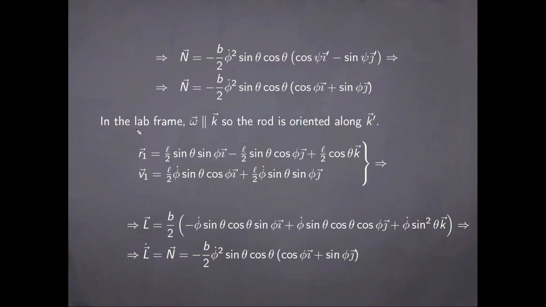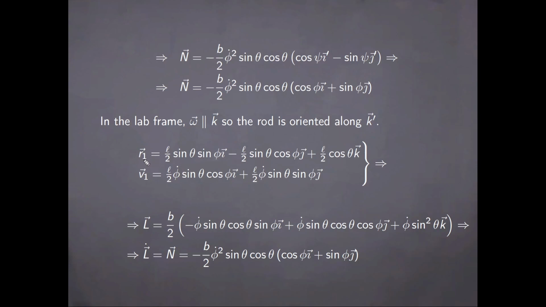So what happens in the lab frame is that we choose it in such a way that the angular velocity of the rod is parallel with the vertical. So then the rod is oriented along the k prime axis. So this is just the figure axis of the rod, and then we can, again, using the inverse transformation, write this in terms of the laboratory versors.